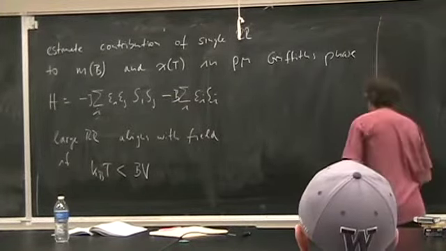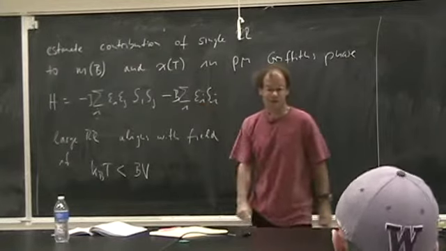Another question: why do you have epsilon i in the magnetic field term? Because there's only a coupling between the field and the spin if a spin is there, right? Remember, this was just telling you whether it's a vacancy or not, right?